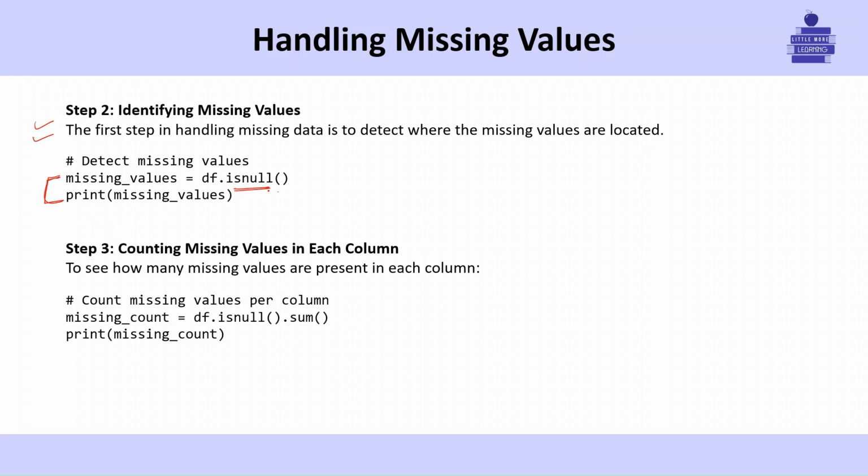Next is counting of missing values. So when we know where missing values are, we should also know how many missing values there are. So the isnull function calculates how many null values are there, and the sum function is responsible for counting them. And this print statement prints out what the missing values are and what the count of them is in our dataset.